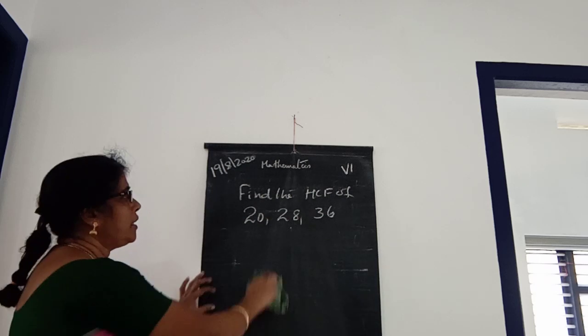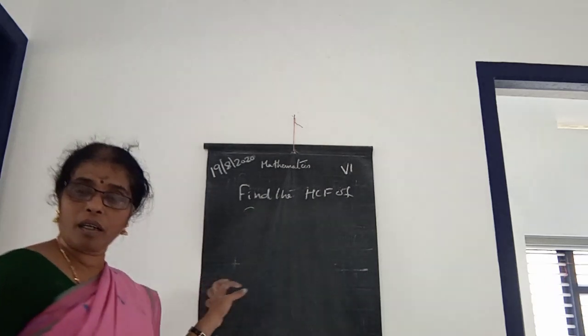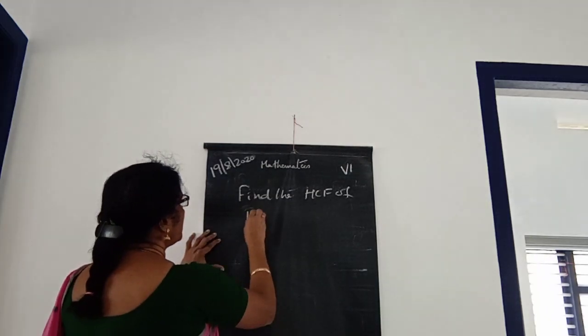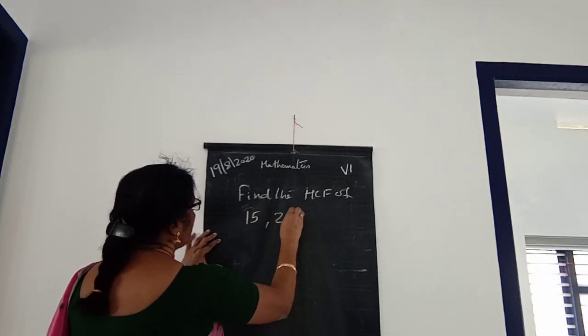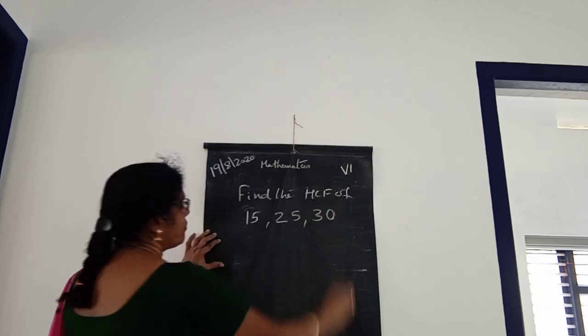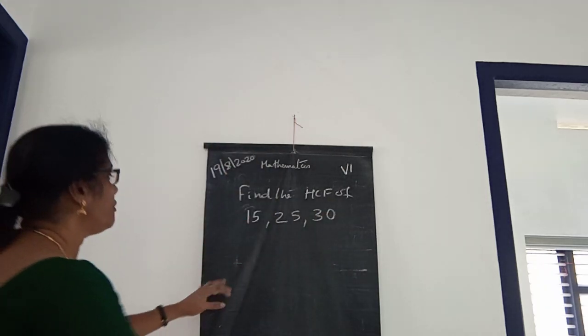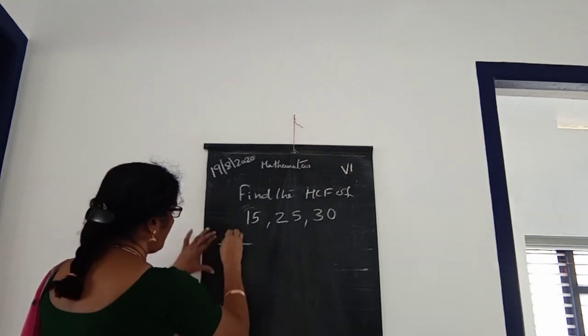Okay, then next one. One more we can find out: find the HCF of 15, 25, 30. Look here. First you can find out 15.